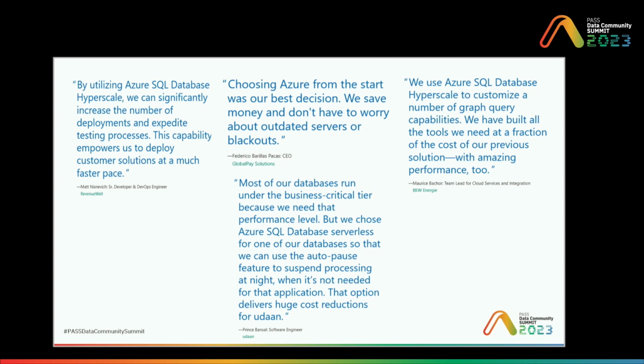Particularly, I like Matt from Revenue saying Hyperscale can significantly increase the number of deployments and expedite the testing process. Not just that, there is one more customer who says we can use the graph query capabilities in Hyperscale. What is this? You can use graph query capabilities. You can go from 1 core to 128 cores. That's why we are saying this is the best database, not just because of the technology we created, it's also the technology that the customers are using today.